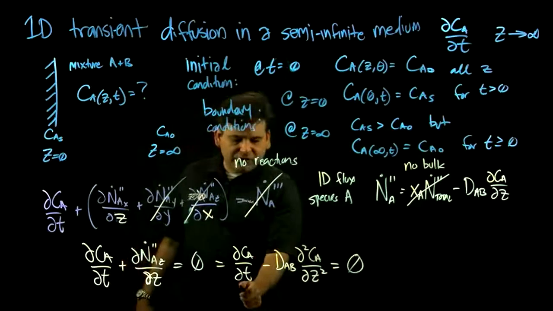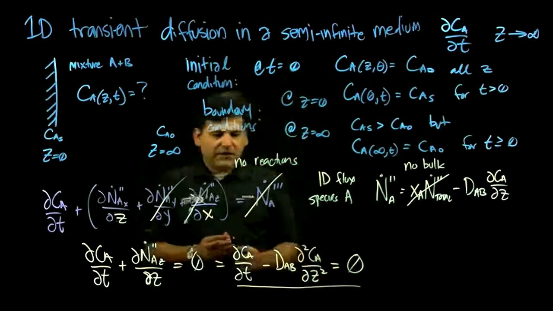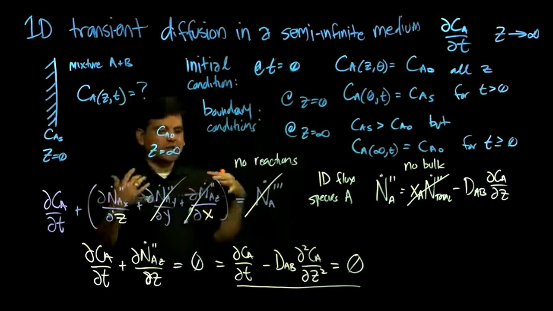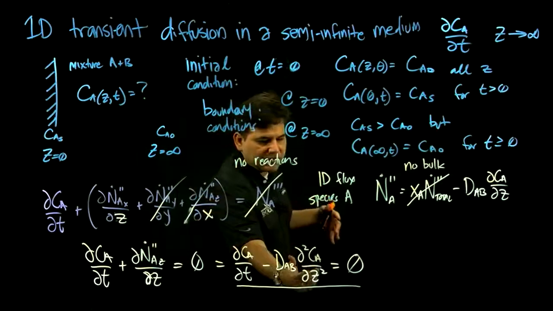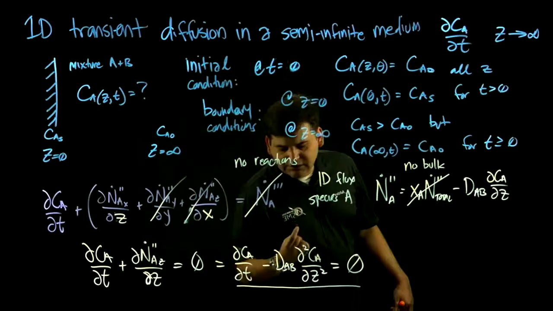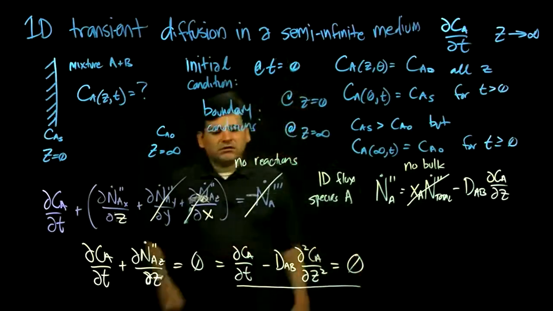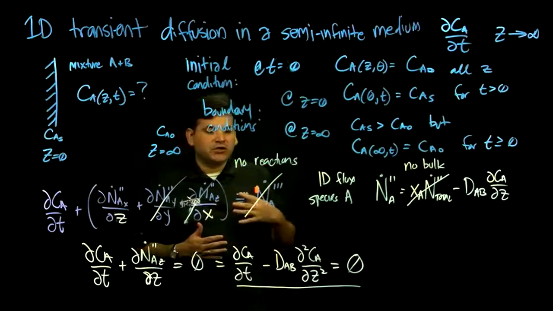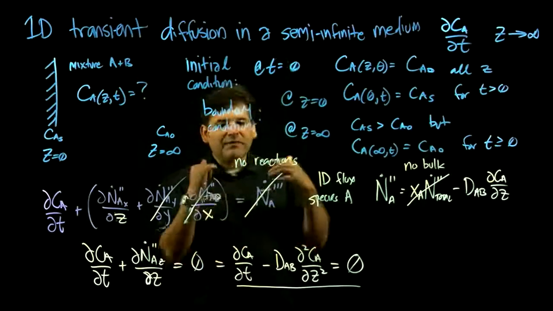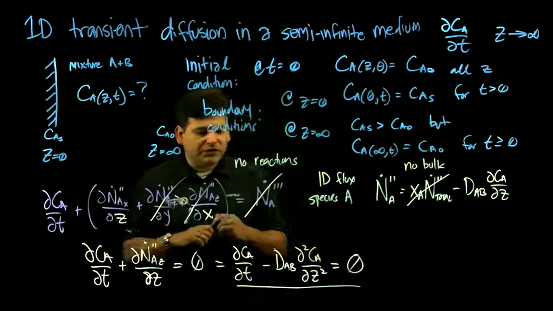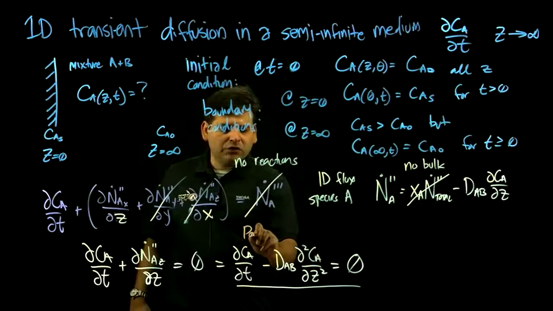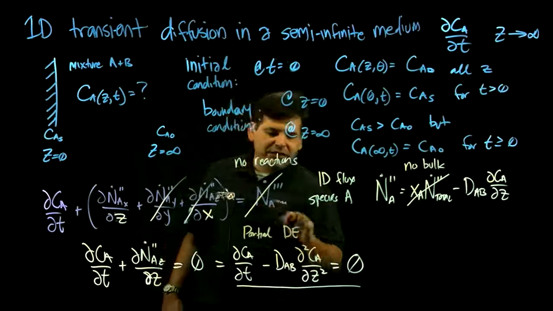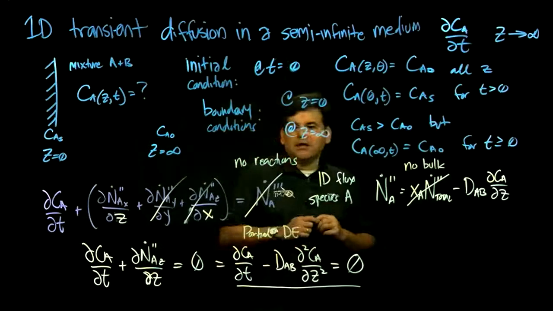So here's our differential equation we're trying to solve. It's a function, a differential in time and a differential in z, in space, one-dimensional space, but it's a second derivative there. So this is the differential equation we're trying to solve. It's in 2 dimensions, so that makes it a partial differential equation, aka PDE.